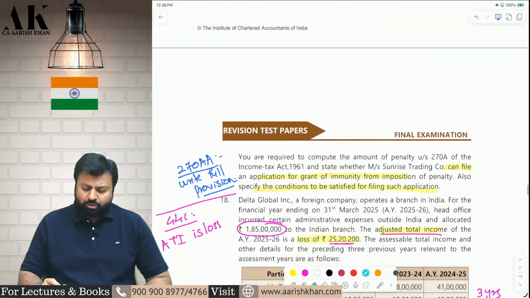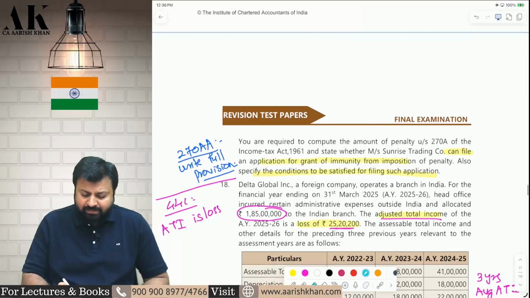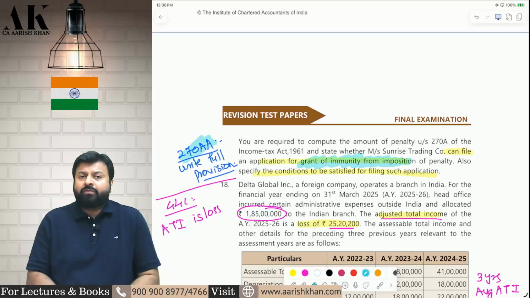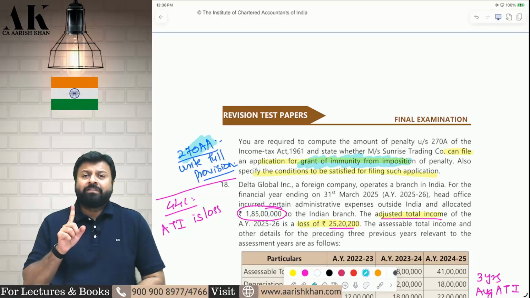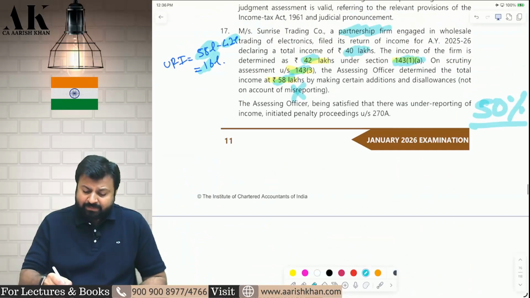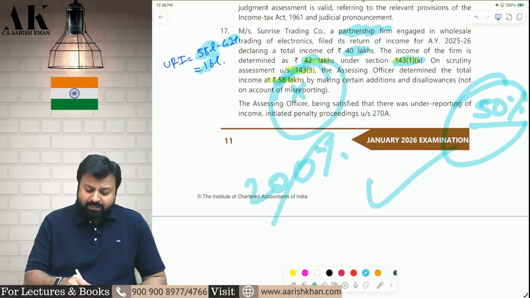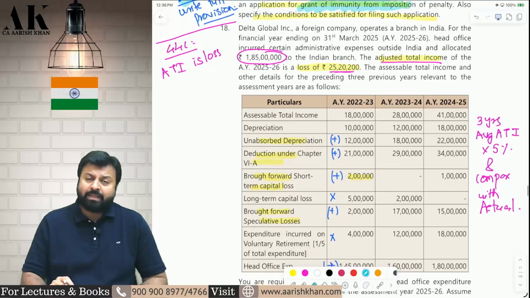Now they are asking one more question. Can we waive this penalty? Is there any way we can get immunity from imposition of penalty? If yes, what are the conditions? Yes, you have to fulfill 270AA. First of all, in 270AA, only 50% penalty can be waived. 200% penalty cannot be waived. In this case, the penalty is 50%, therefore it can be waived. If this would have been misreporting, 200% penalty, then 270AA would not have been applicable.